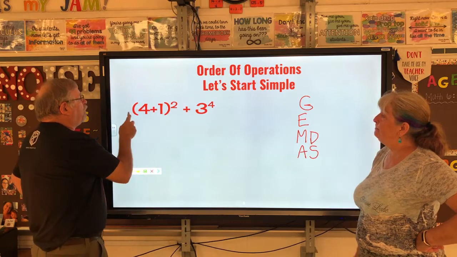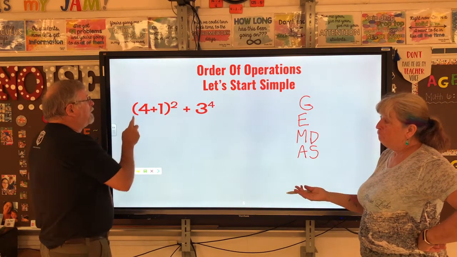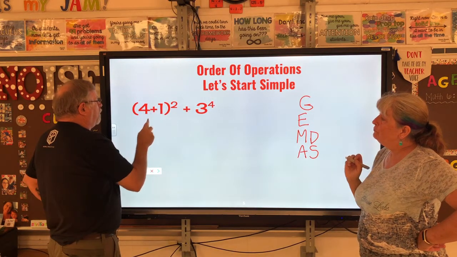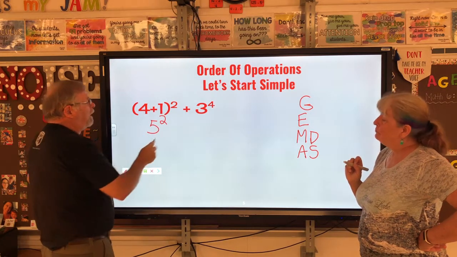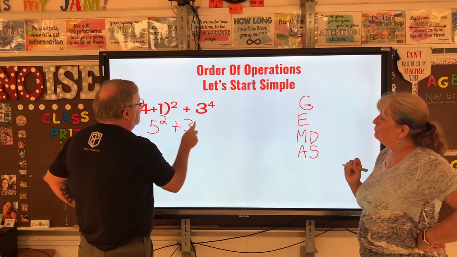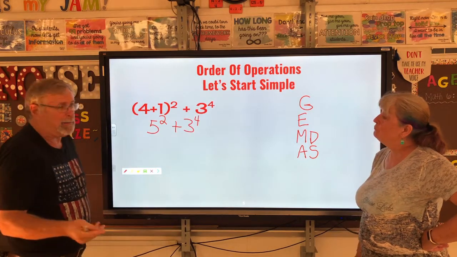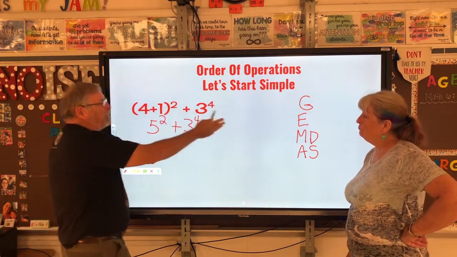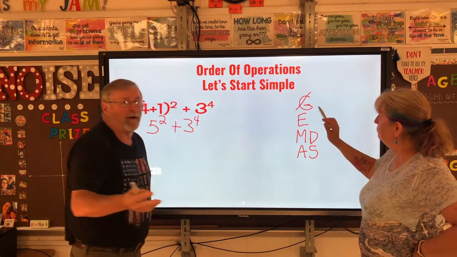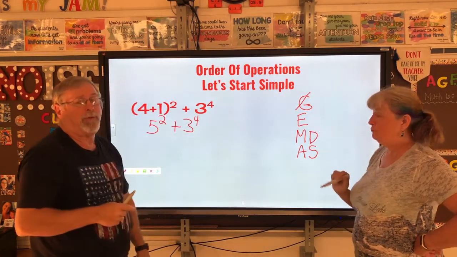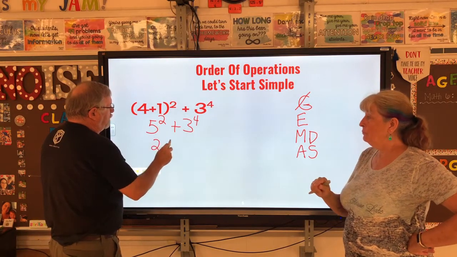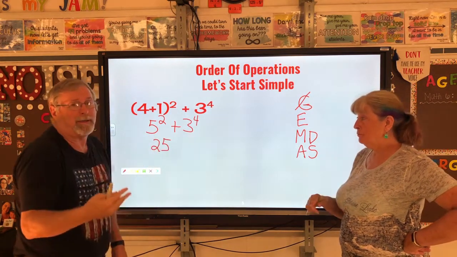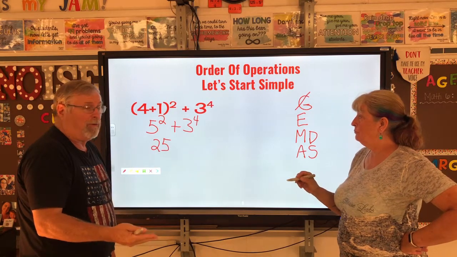Groupings. We have a grouping symbol, 4 plus 1. So we're going to do that first. 4 plus 1 is 5. Then we're not going to forget the exponent, and we're going to write this one down because we don't want to forget about it. So now I've done my grouping symbol. Now I move on to exponents. Well, I have two different exponents. I might as well do them both. 5 squared, we know, is 25, because squared means the number times itself.